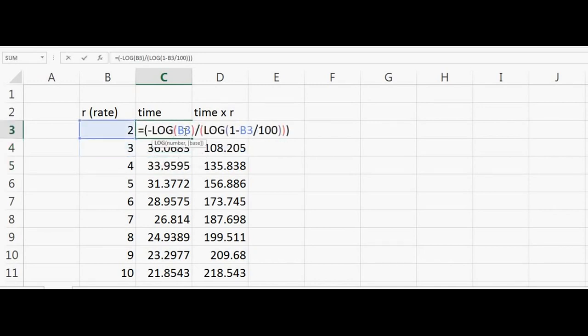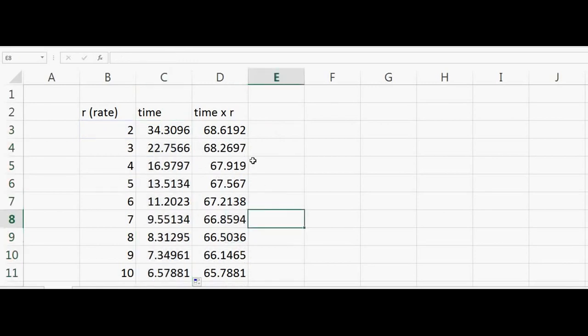So this should not be log of rate, it's log of 2. So we have to do this, and now you can see that time into r is always equal to, or very close to, 70. So that's why we always use the rule of 70. We can also call it the rule of 68 or rule of 69, but this is all about the approximation.